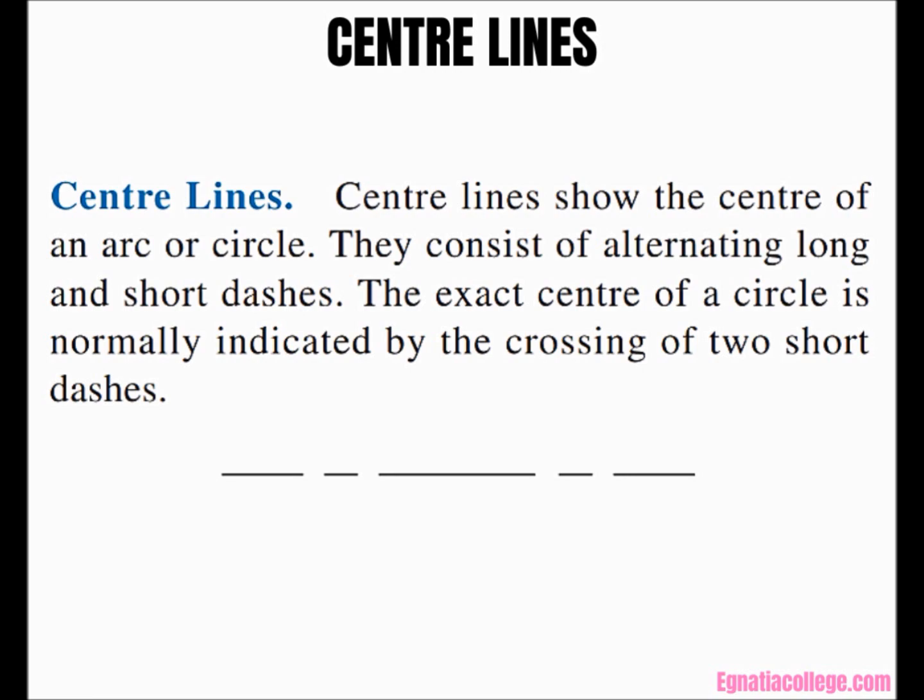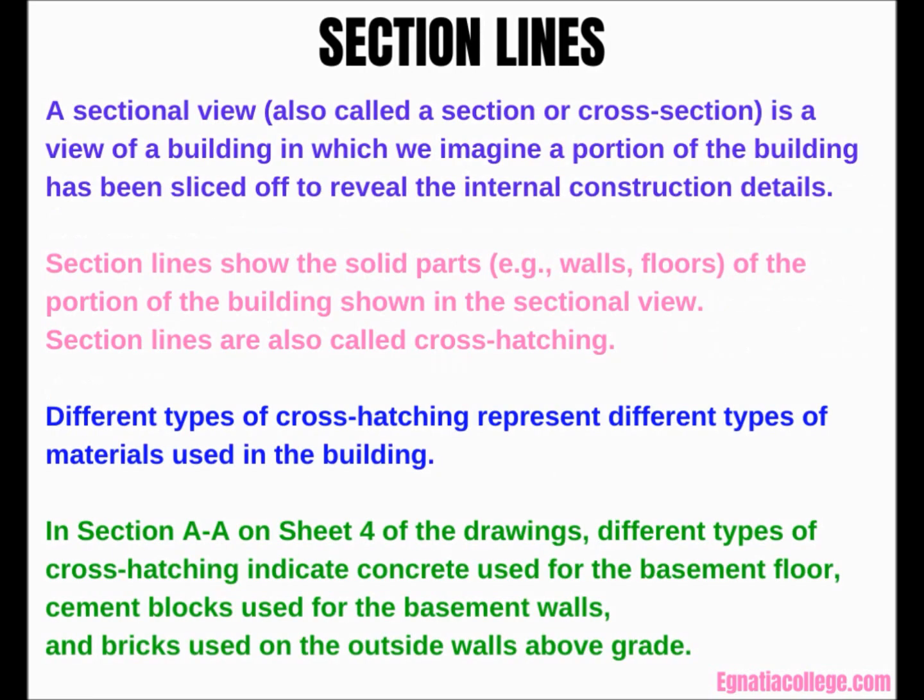Section lines. A sectional view, also called a section or cross-section, is a view of a building in which we imagine a portion of the building has been sliced off to reveal the internal construction details. Section lines show the solid parts, for example walls and floors, of the portion of the building shown in the sectional view. Section lines are also called cross-hatching. Different types of cross-hatching represent different types of materials used in the building.